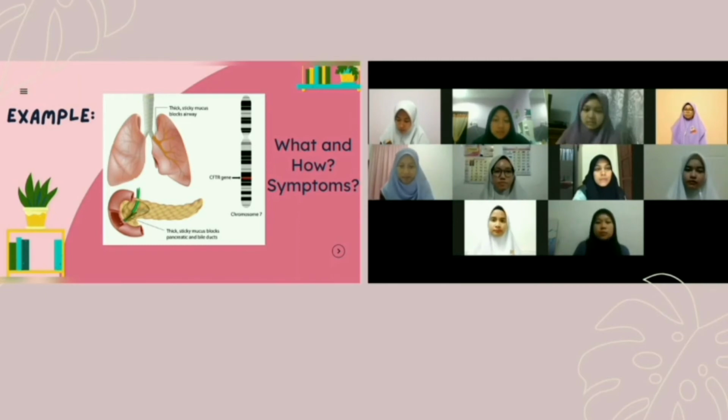Aina, can you state the symptoms of single gene disorders? Yes, teacher. People with cystic fibrosis will have problems with their bowel movement, and they are also at risk of getting lung infections and having difficulty breathing. That's all, teacher. Good, Aina.